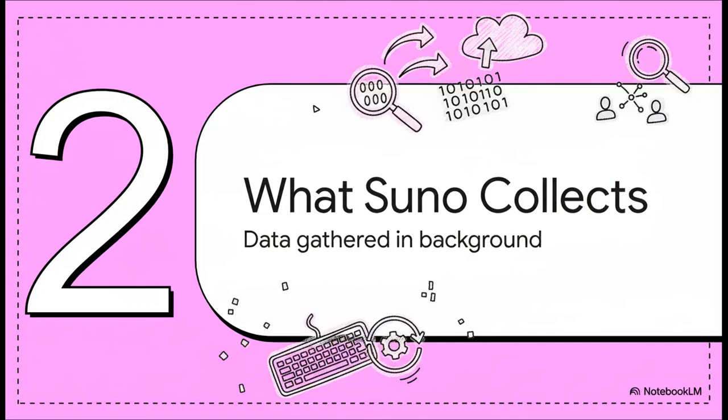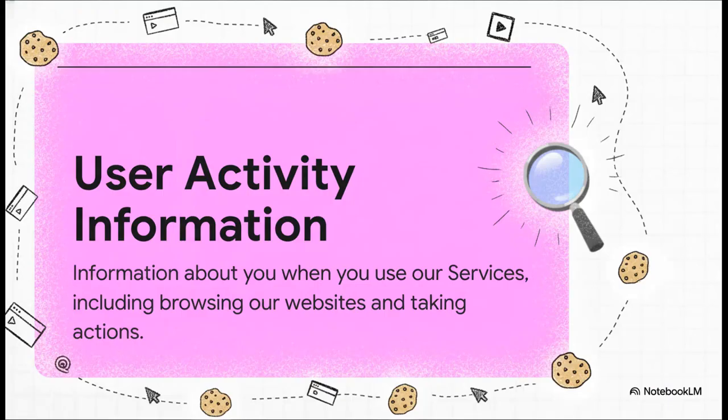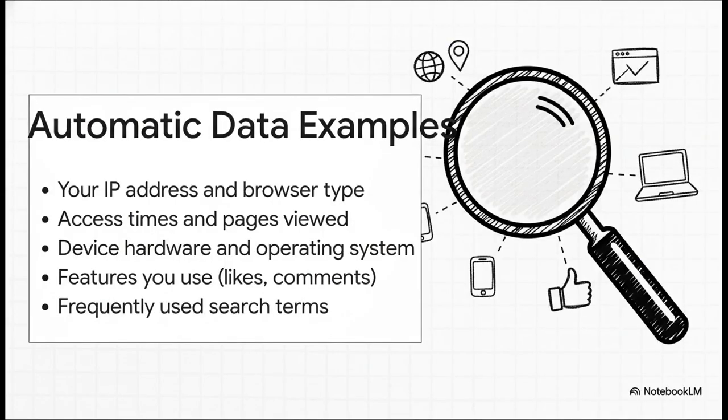Okay, so that's the stuff you're actively typing in. But that's not the whole picture. There's a whole other layer of data that Suno is collecting automatically just by you using the service. It's all happening behind the scenes. They call this user activity information, and they gather it using tech like cookies. You can think of it as the digital breadcrumbs you leave behind every time you use their platform. And this gives them a surprisingly detailed picture.